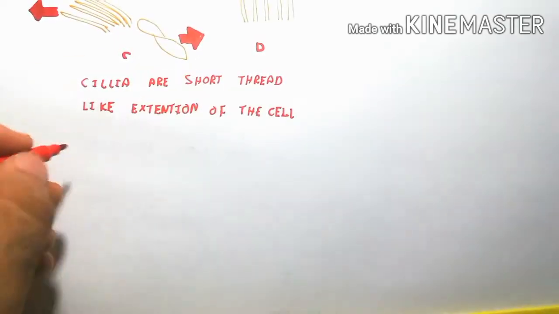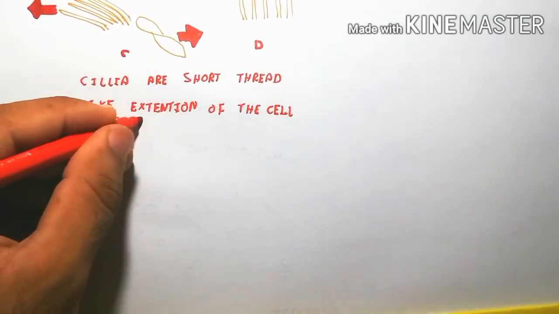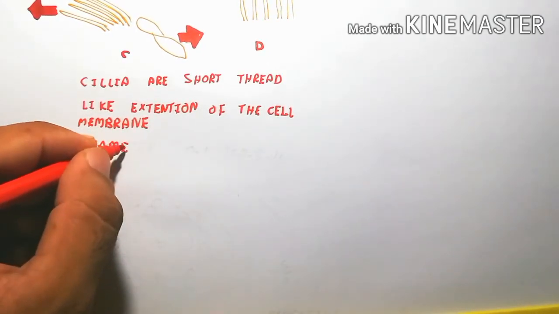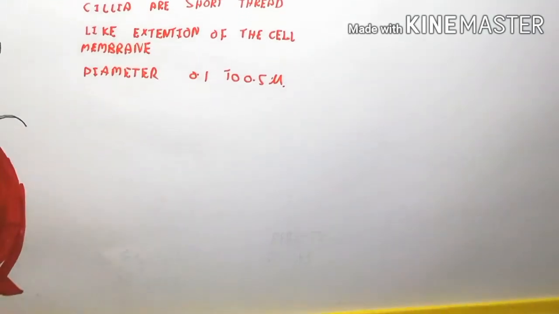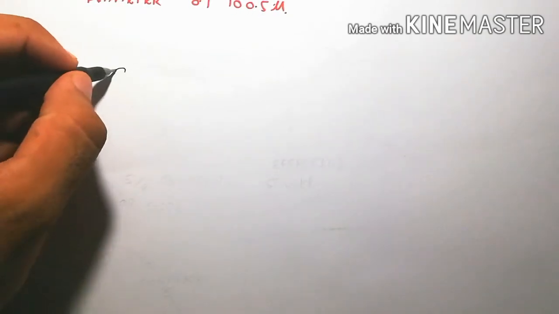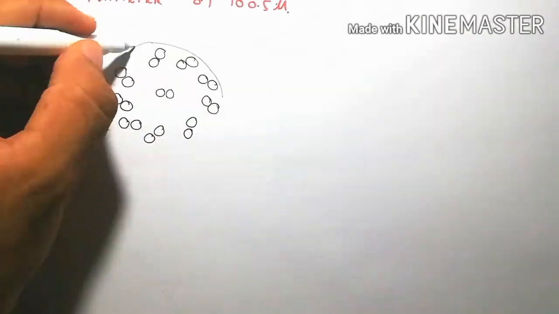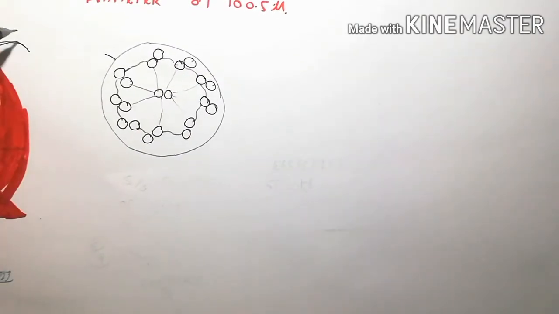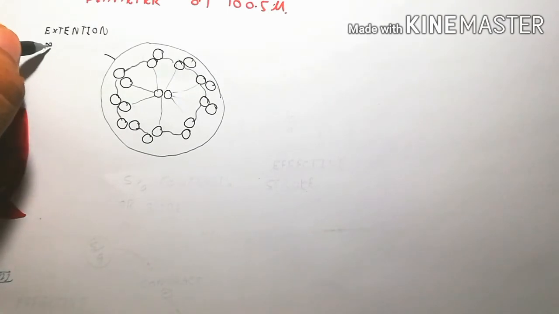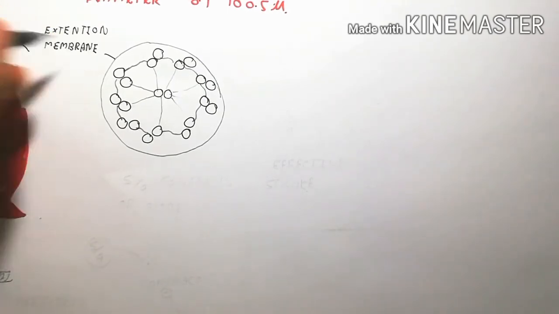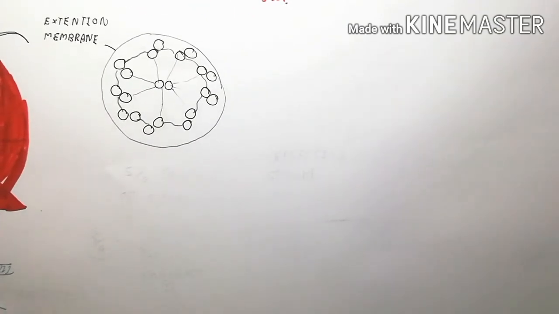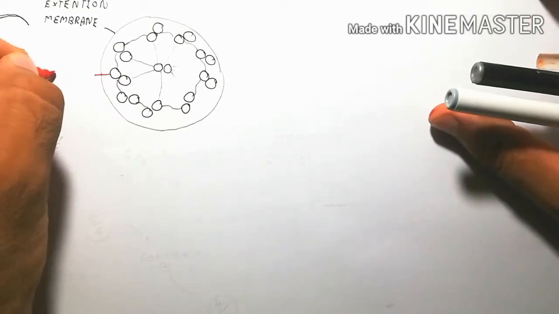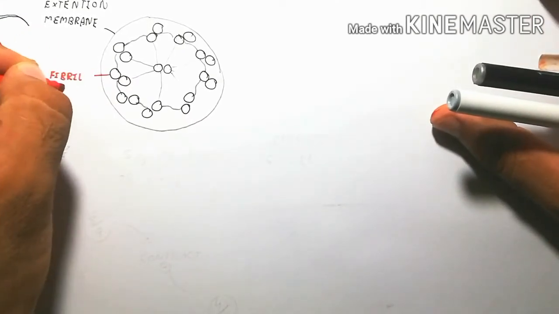Here I am writing that cilia are short thread-like extensions of the cell membrane, with a diameter of 0.1 to 0.5 micrometers. Here is the extension of the membrane, which is the cross section of the cilia. It contains fibril threads in the form of 9 pairs, and 2 are present in the center, which are the tubules.